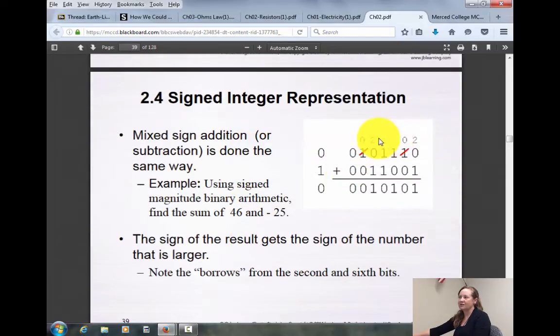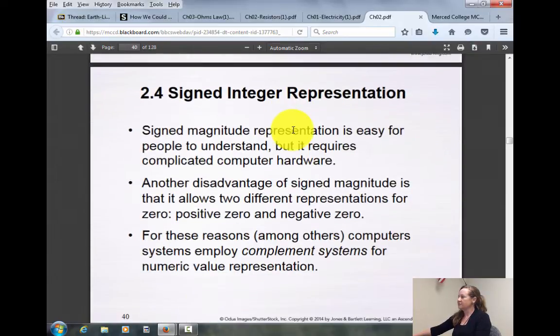To tell you the truth, I gave you guys no homework problems on borrowing. That's why I kind of glanced through this slide. But the borrowing actually is really complicated in hardware. Okay? To get something to borrow is really hard to implement at the hardware level. So they decided that the signed integer representation wasn't a way that they were going to implement this in hardware. Another disadvantage of signed magnitude is that it allows two different representations for 0, positive 0 and negative 0.